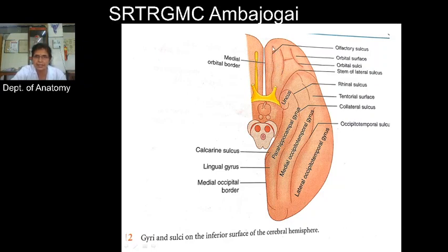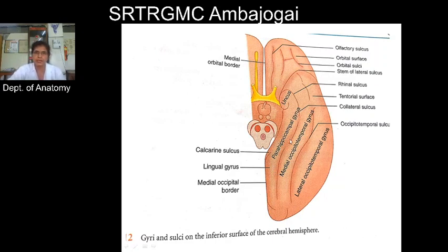Medial to this olfactory sulcus is the gyrus rectus, that means this gyrus rectus is present between the olfactory sulcus and the medial orbital border. Then lateral to this olfactory sulcus, this orbital surface is divided into four gyri, that is the anterior orbital gyrus, posterior orbital gyrus, medial orbital gyrus, and the lateral orbital gyrus by this H-shaped sulcus. So this is the H-shaped sulcus having two vertical limbs and one horizontal limb, which divides this orbital surface into four orbital gyri.